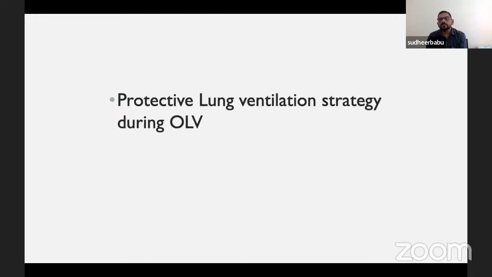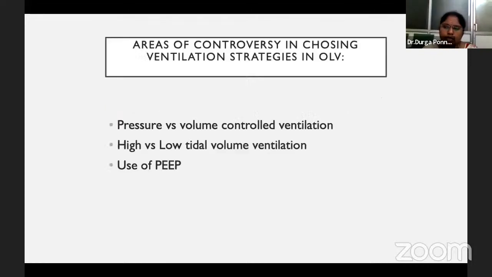So what is the protective lung ventilation strategy during OLV? We have to maintain a tidal volume of 5 to 6 ml per kg. There are three areas of controversy in choosing ventilation strategies in OLV: one is which mode, pressure control or volume control; second, high or low tidal volume; and third, usage of PEEP. So these three you can discuss.